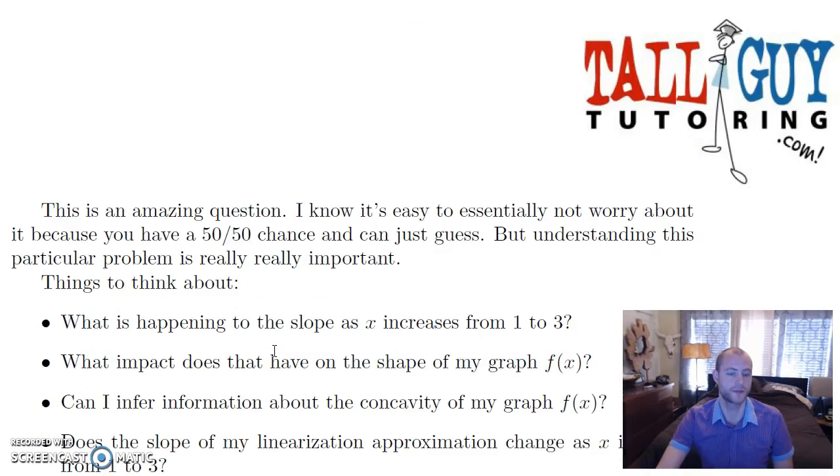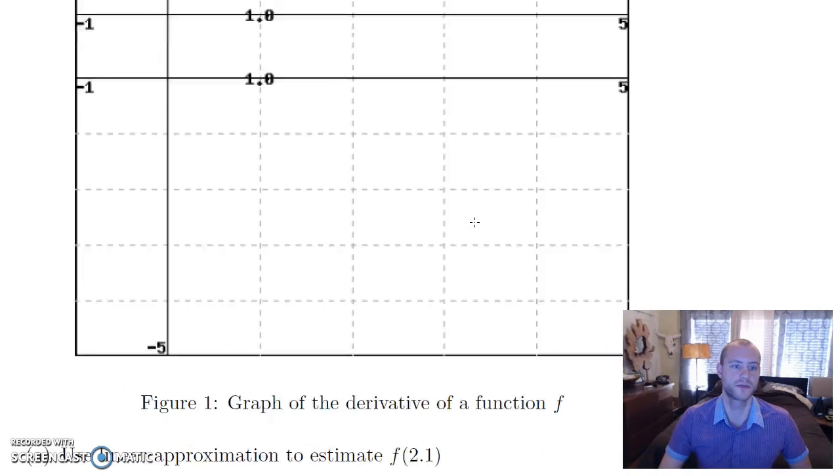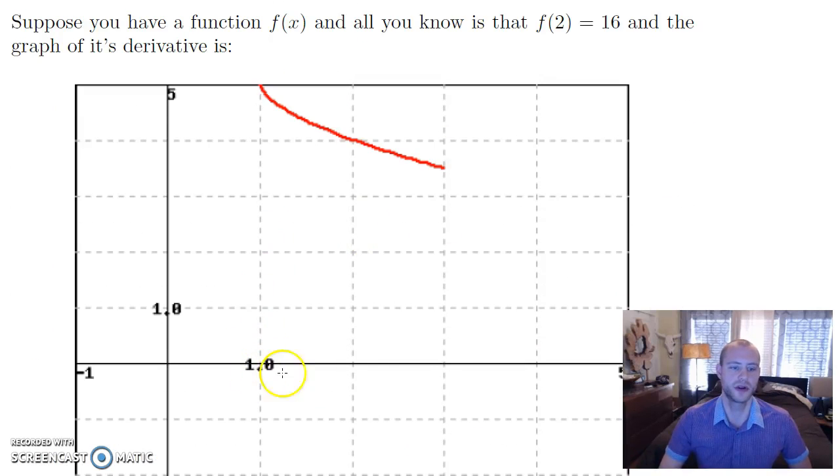So I wrote some prompting questions that help me think about it, or what I think about when I'm thinking about this type of problem. So what is happening to the slope as x increases from 1 to 3? Let's go look. As x increases from 1 to 3, the slope is decreasing. It's going down like this.